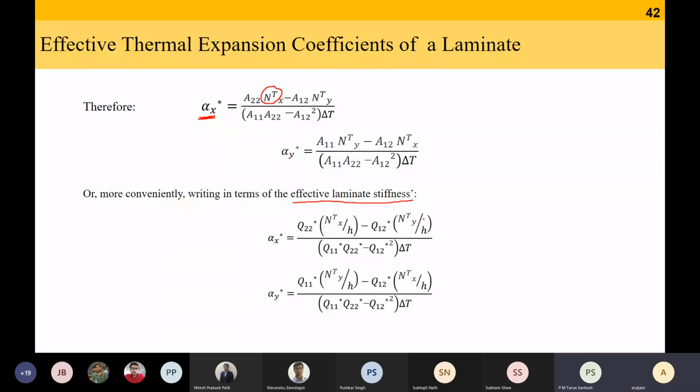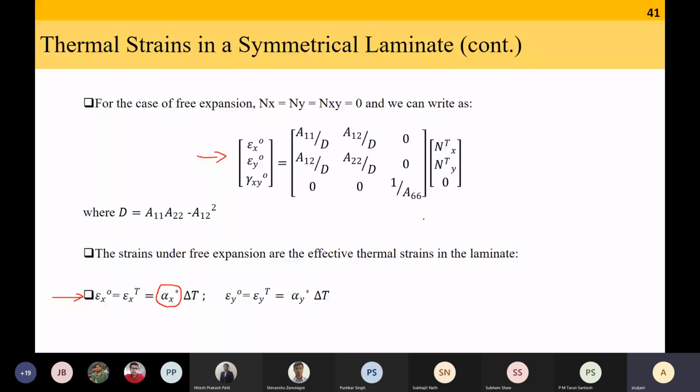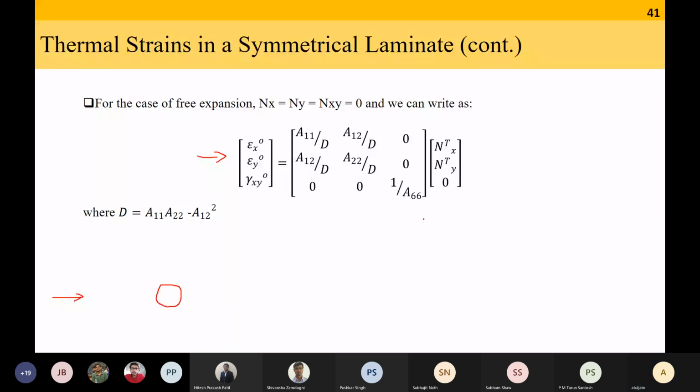Sir, here we were assuming a balanced laminate. So what is meant by a balanced laminate? We had discussed that for every plus theta, there is a minus theta somewhere. A laminate is made in such a way that every lamina which has plus theta orientation also has a minus theta orientation. If we don't make these assumptions, the expressions for coefficient of thermal expansion will become too tedious. We are limiting ourselves to simple cases in this course.